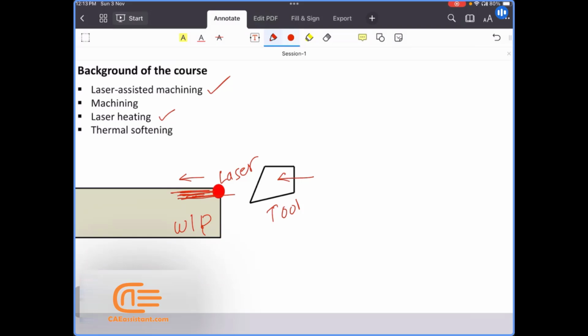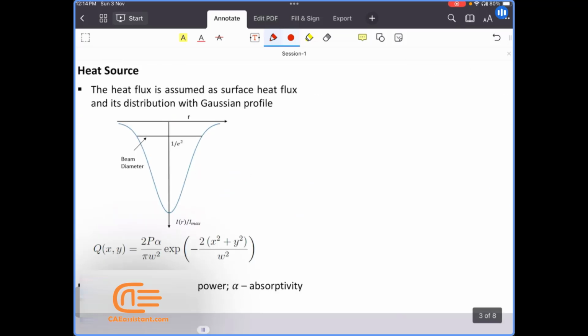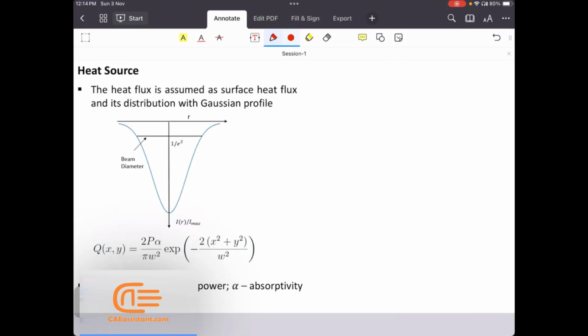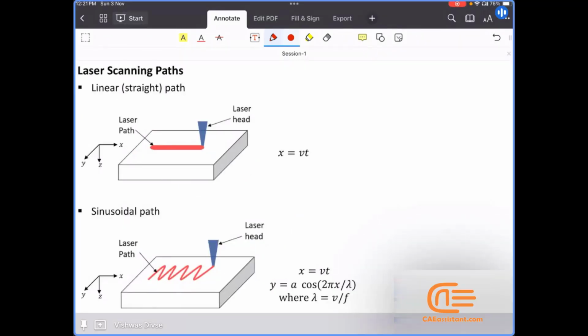Your process will be much smoother, and you do not require a very rigid machine tool and very rigid fixtures and clamps. So there are many advantages we are getting with the laser assistance. That's why the focus of this session is understanding of laser heating, and with the laser heating, understanding of thermal softening. So one by one, now we'll start. So how does a laser look basically? So now one more important aspect.